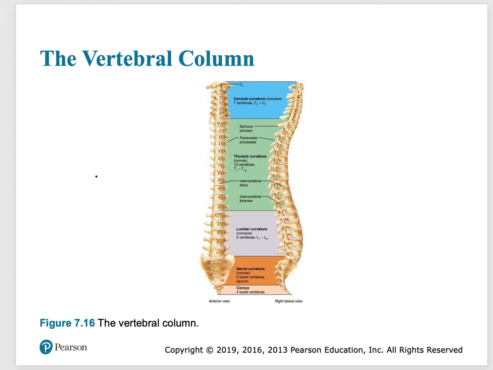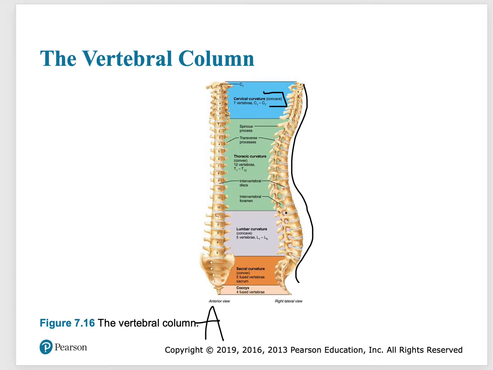All right, so this is the anterior view right here of the vertebral column. And here is a lateral view of the vertebral column. And you see how there are different curvatures of the spine. Okay, so we have the cervical curvature. This is the neck portion. This is going to be a concave curvature.